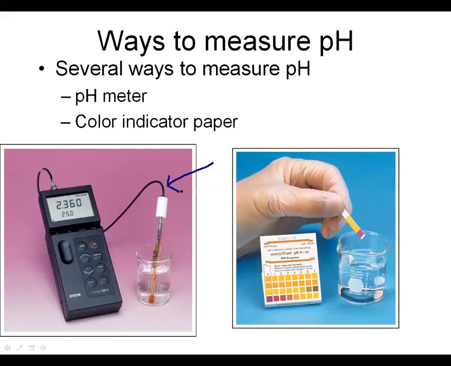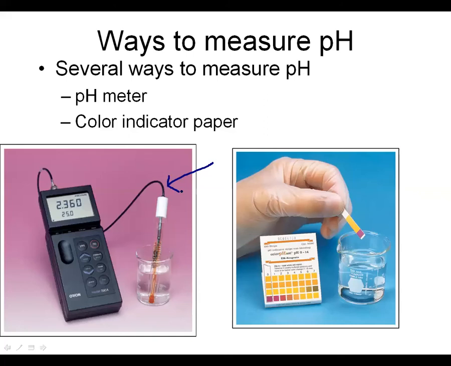And the nice thing about a pH meter is essentially you can stick it in the solution, and as you can see on the display there, it will digitally tell you, hey, the pH of the solution is 2.360, which in this case would mean it's acidic. It's less than 7.